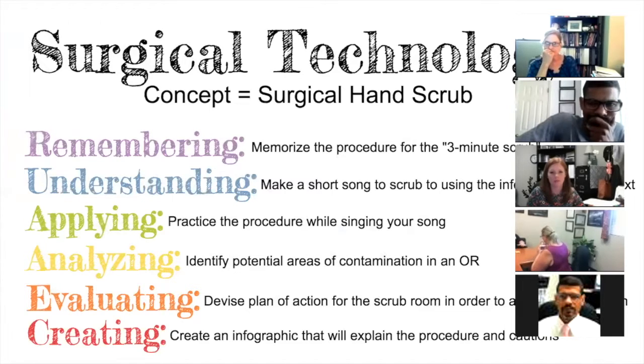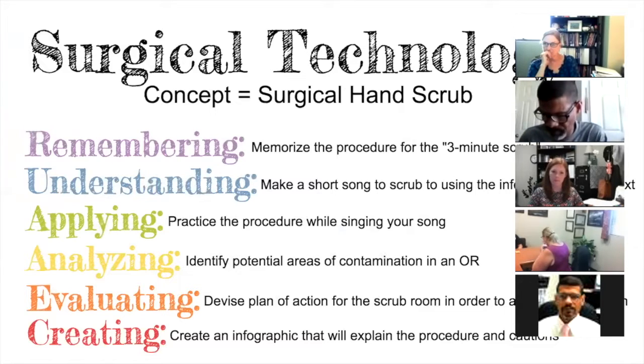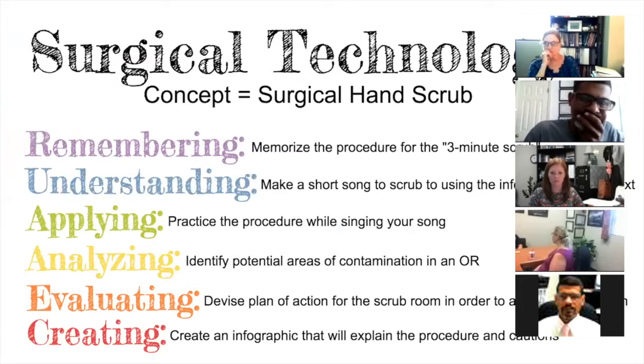Analyzing, they could identify potential areas of contamination in the OR. And out of the many conversations that I've had with you, I know that contamination is a huge thing when it comes to the surgical tech department, and it should be, obviously. So now that they know how to clean and decontaminate themselves, you could take them to this next level and have them identify those areas in which contamination could occur. Evaluating, you could have them devise a plan of action for a scrub room in order to avoid contamination.